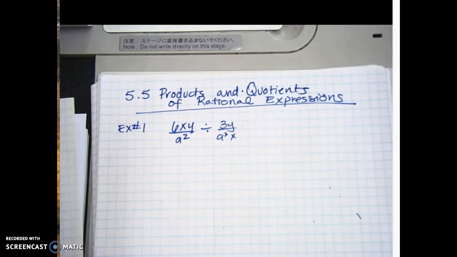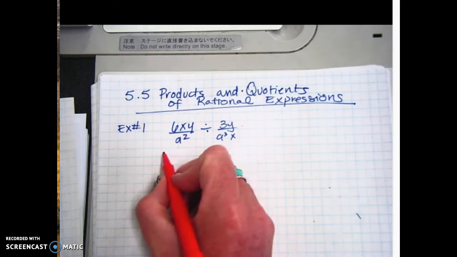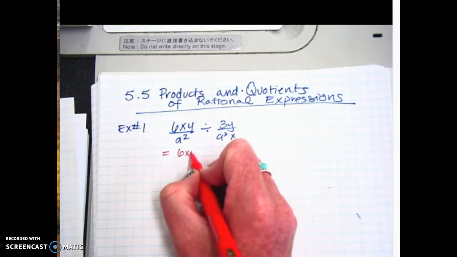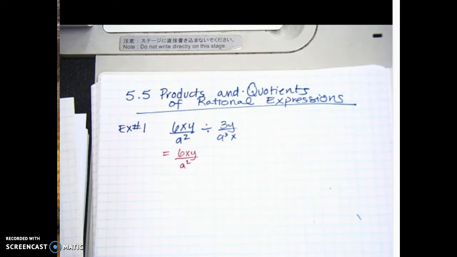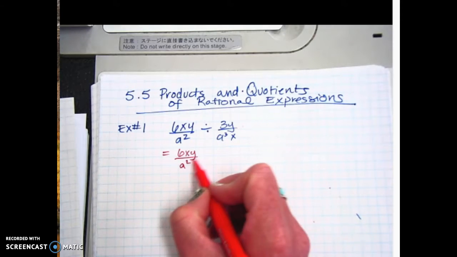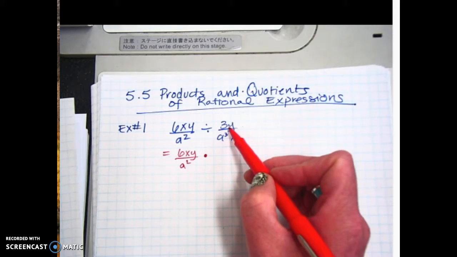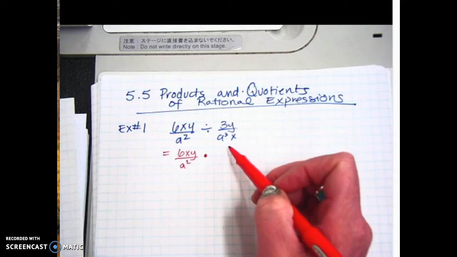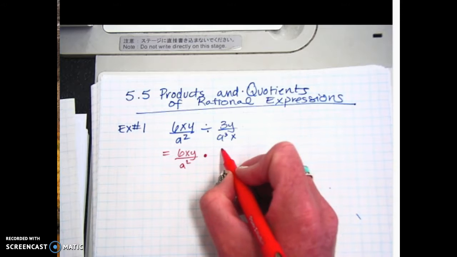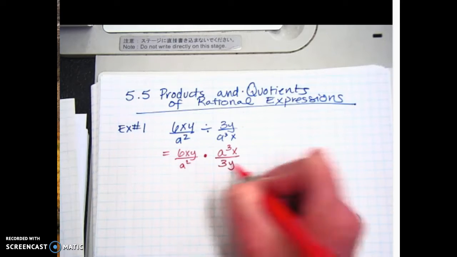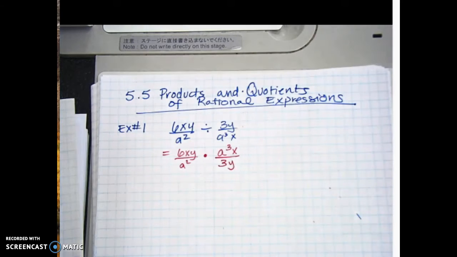Yes, it's called the invert and multiply rule. So you're going to rewrite the first expression, 6xy over a squared. Then you're going to change it from division to multiplication. And you're going to take the second one and invert it, or flip it. So it's going to become a to the third x over 3y. And think of this as a fraction times a fraction.